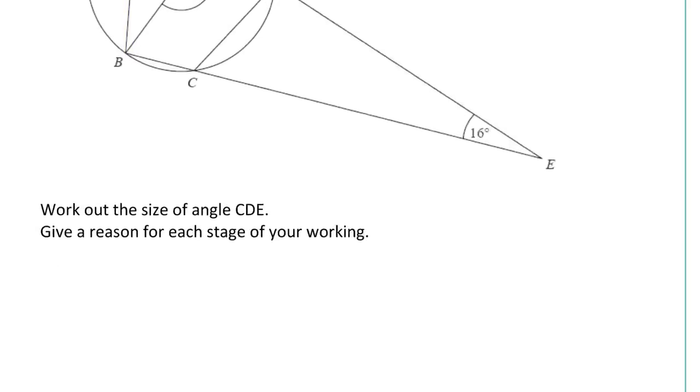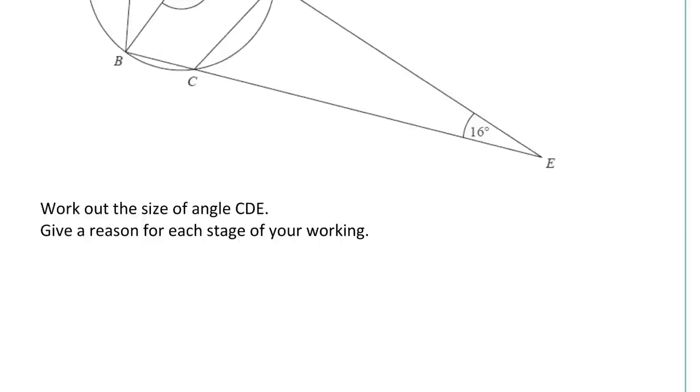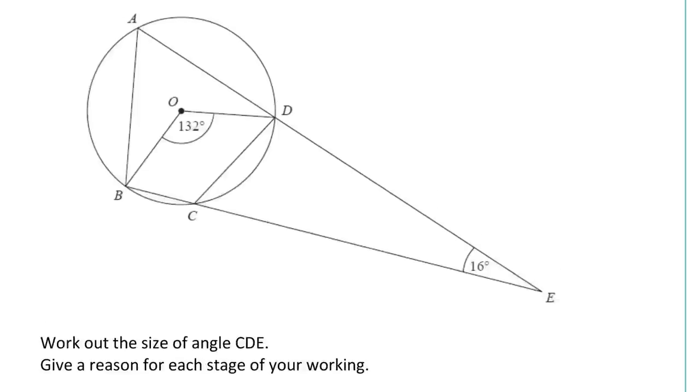I'm just going to read what it wants. It wants us to work out the size of CDE and give a reason for each stage of your working. Okay, the reasons being really important here. We're going to have to write down our circle theorems. So CDE is this angle here.